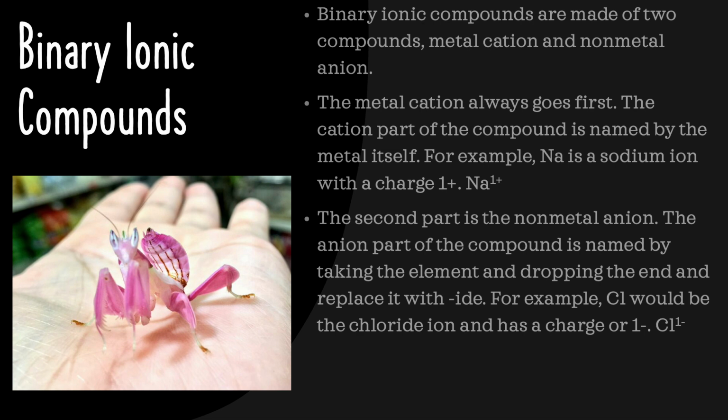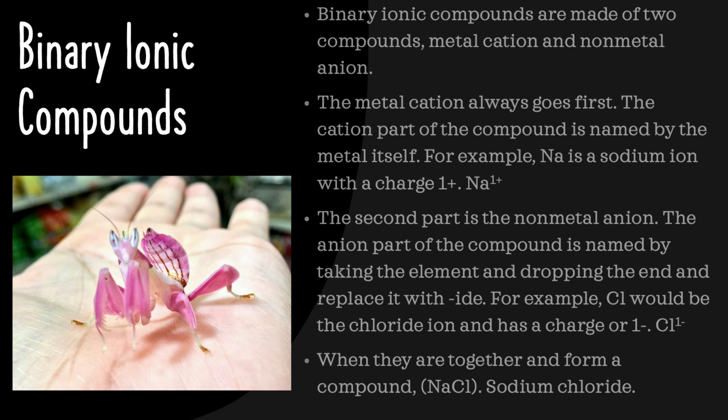The second part is the nonmetal anion. The anion part of the compound is named by taking the element, dropping off the end and replacing it with -ide. For example, Cl would be the chloride ion, as it has a charge of -1. When they are together, they form a compound, NaCl, sodium chloride. Notice that the compound has a charge of 0.